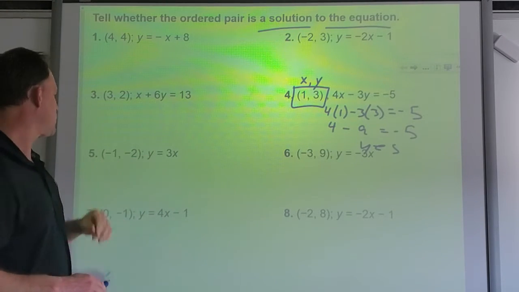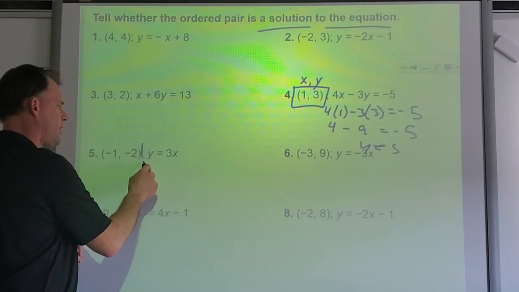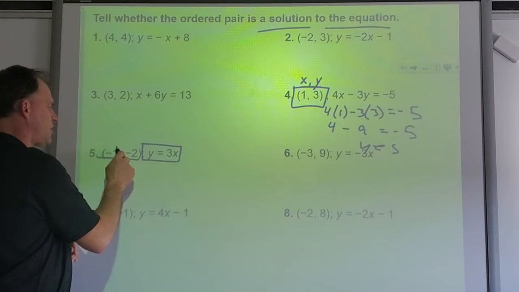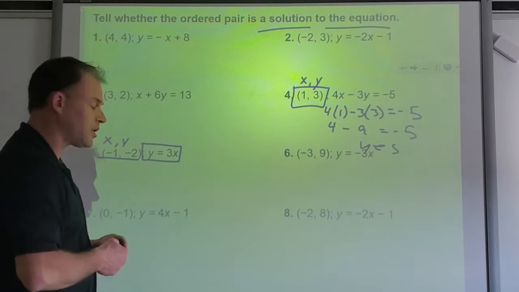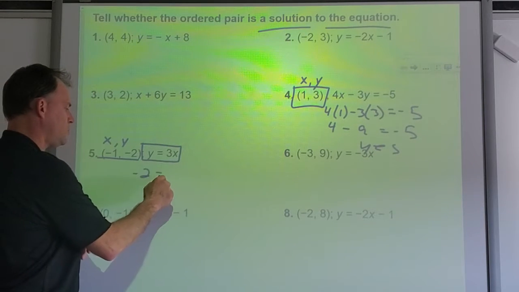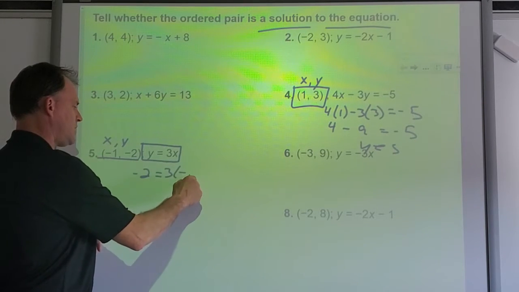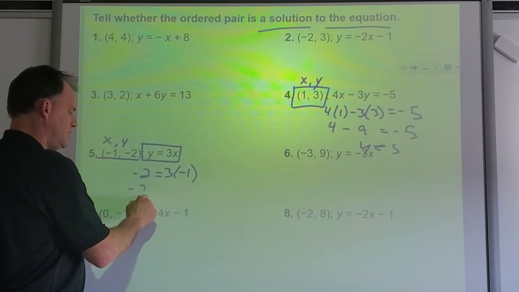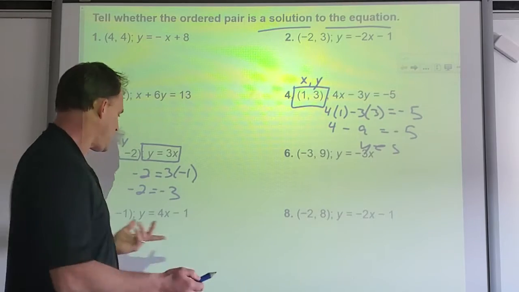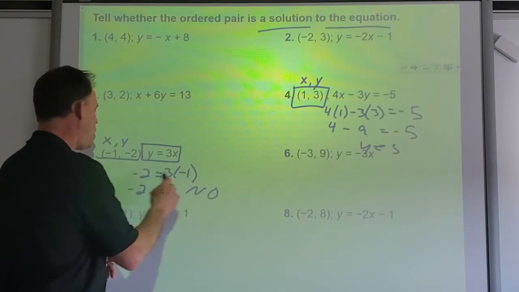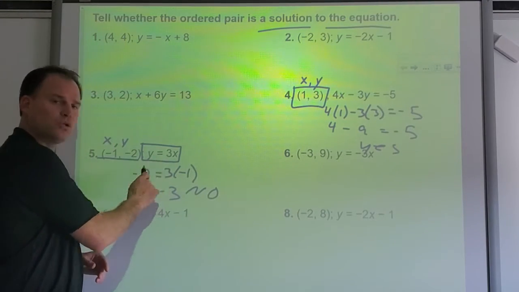All right, let's do another one over here. Here I have the equation, here I have the point, it's always x comma y. Take the information, put it into the equation. So negative 2, 3 times negative 1 is negative 2, equal to negative 3? No, it's not. Those are not the same thing. So no, this point is not a solution.